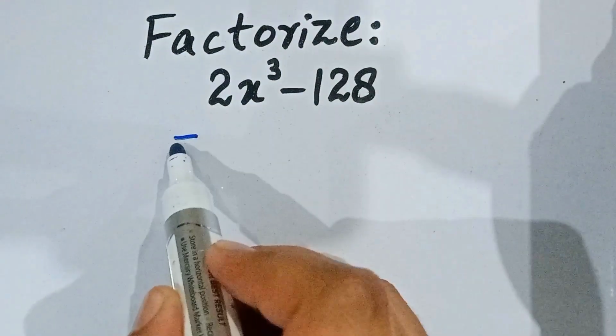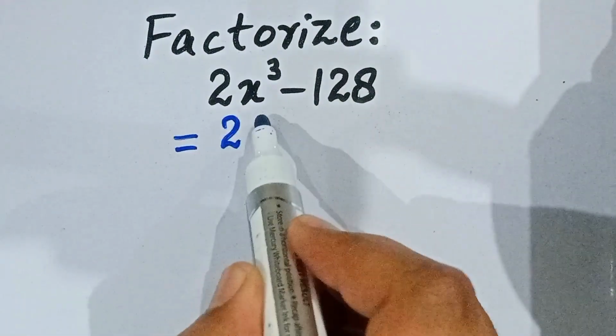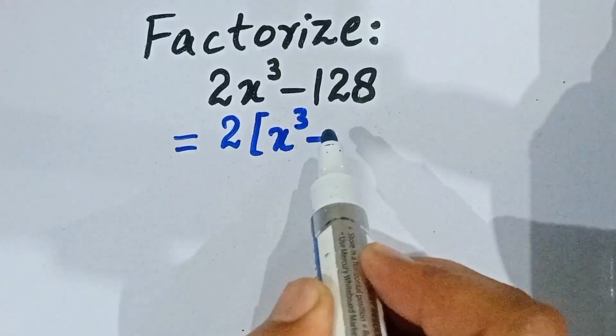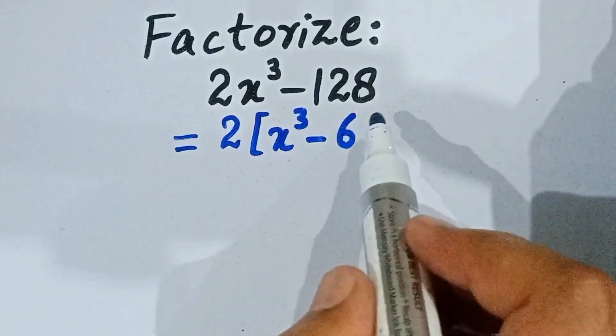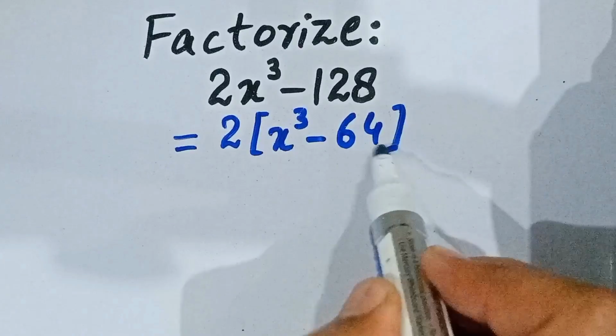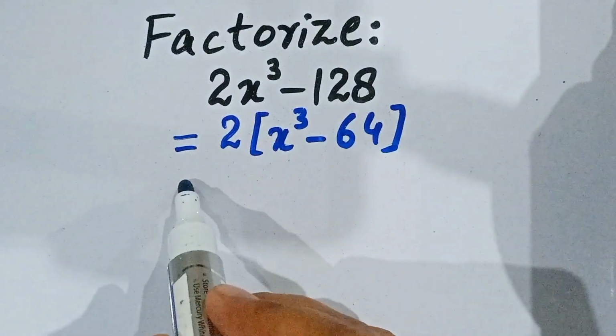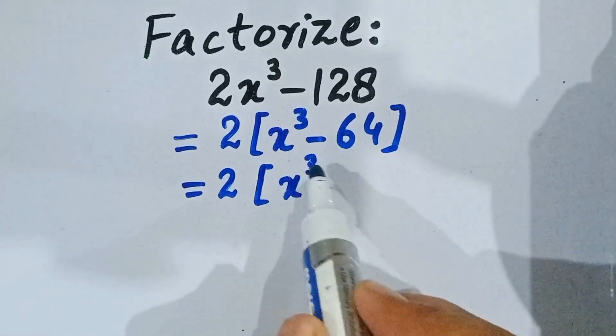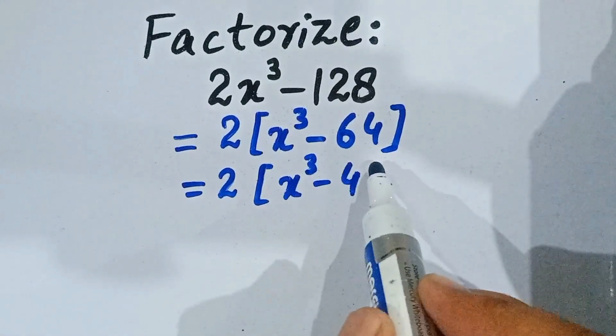In this video, we are going to factorize 2x³ minus 128. One common mistake students make is that they don't take the common factor. So taking 2 firstly as a common factor, in the bracket we will get x³ minus 64. 2 remains outside, and here in the bracket it will become x³ minus 4³.